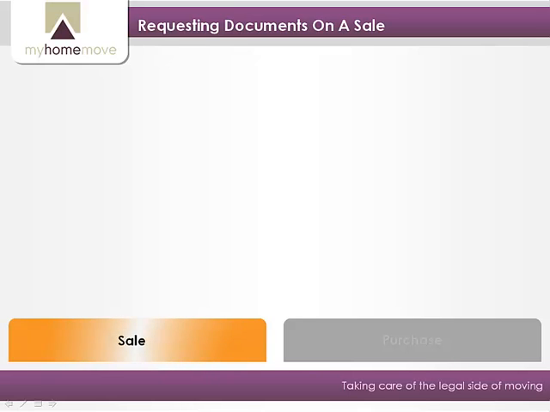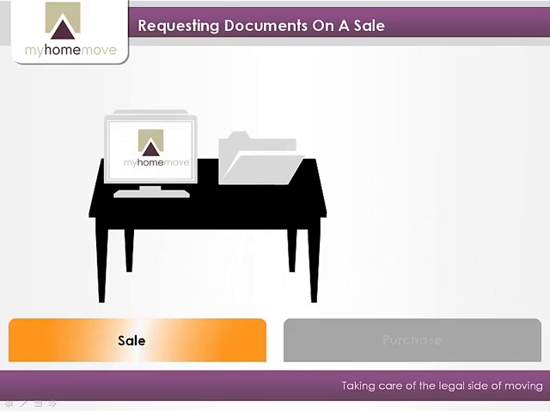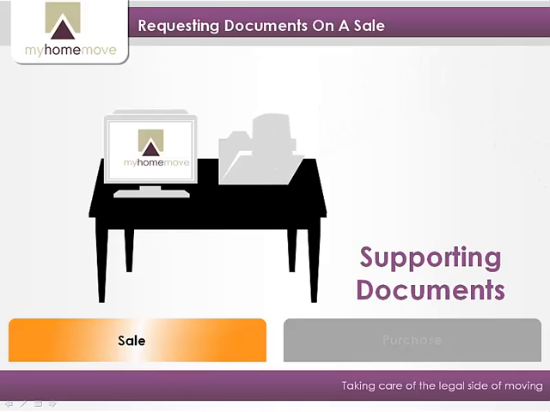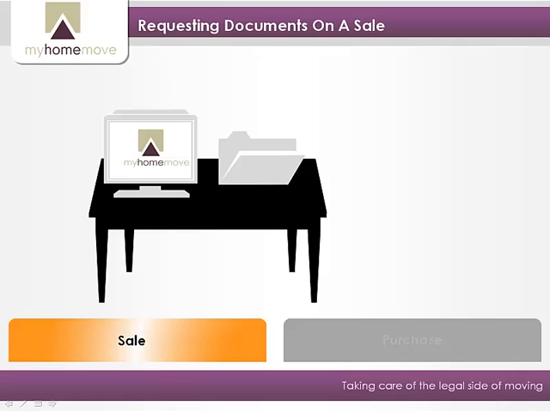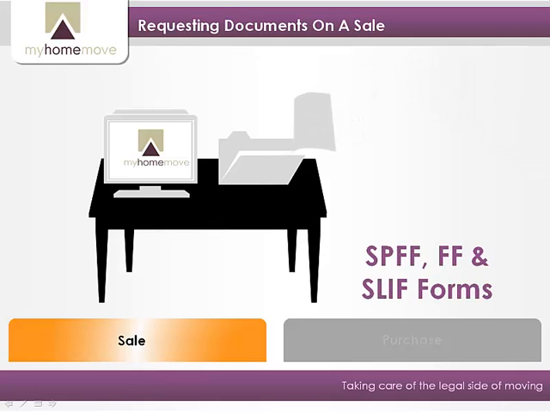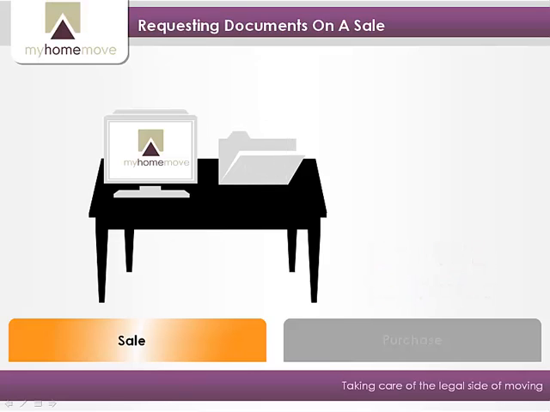Once we have been instructed to act by the client, we can then start putting together the contract. For a sale, we request office copies from the land registry. There may also be further supporting documents held at the land registry that are noted in the office copies. These will form part of the contract along with fixtures and fittings forms, seller's property information form, and the seller's leasehold information form if required.